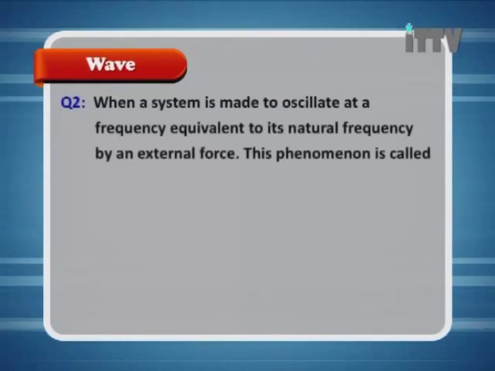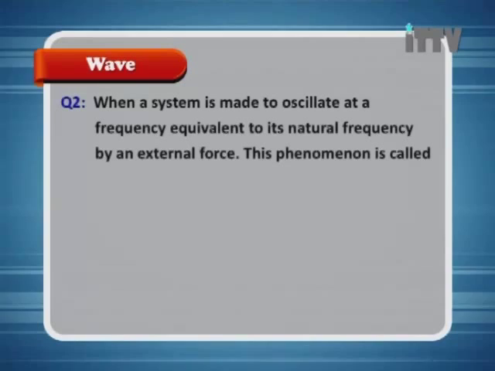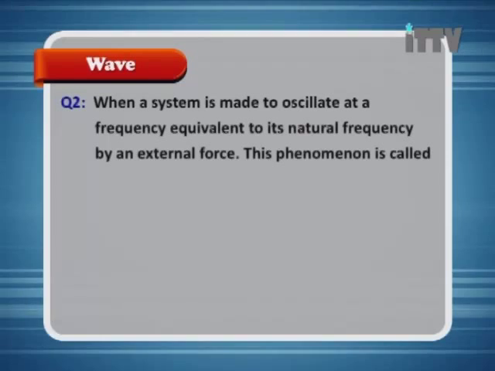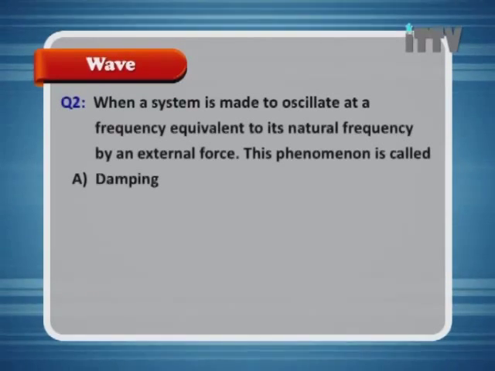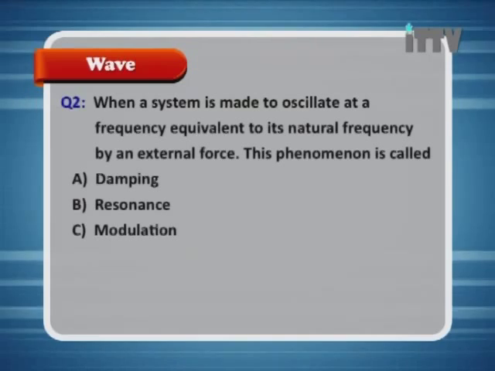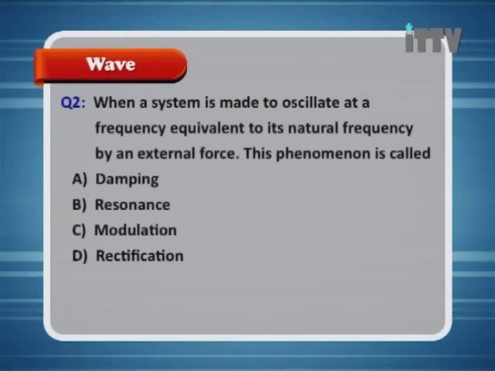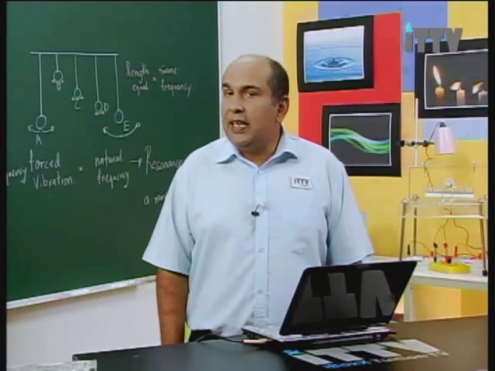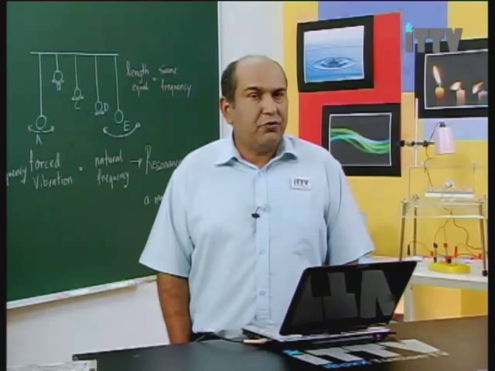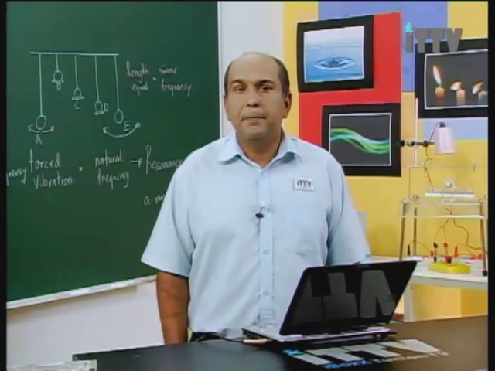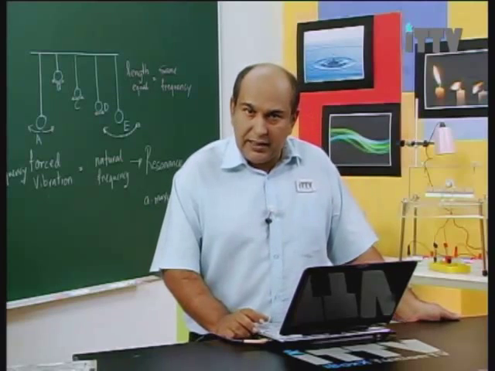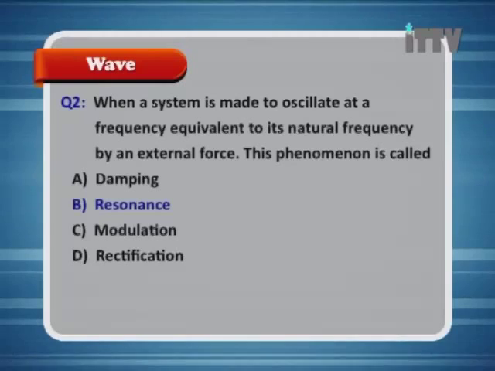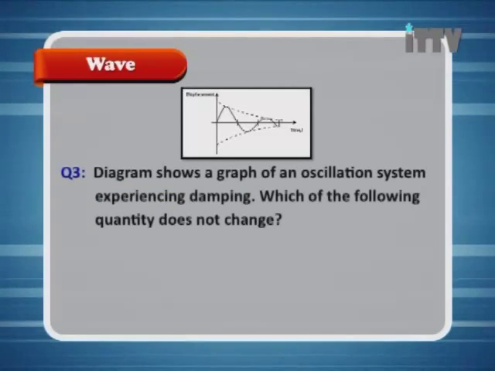Let's try another question. When a system is made to oscillate at a frequency equivalent to its natural frequency by an external force, this phenomenon is called A. Damping, B. Resonance, C. Modulation, D. Rectification. So remember, an external force with a frequency similar or the same as your natural frequency, what do we get? Have you written it out? Have you picked the answer? Let's check. The answer is B. Resonance.